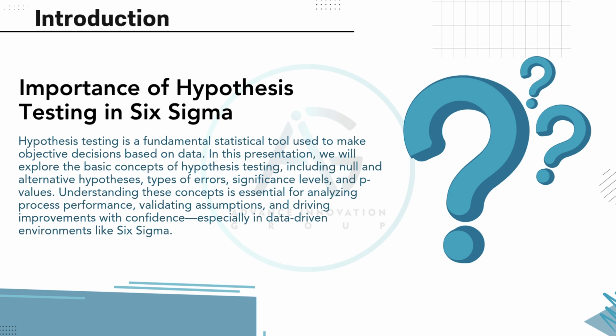By allowing us to test assumptions and validate whether observed changes in a process are statistically significant or merely due to random chance. In this presentation, we'll cover the basics of hypothesis testing, what null and alternative hypotheses mean, the concept of Type 1 and Type 2 errors, significance levels, commonly referred to as alpha, and the interpretation of p-values.